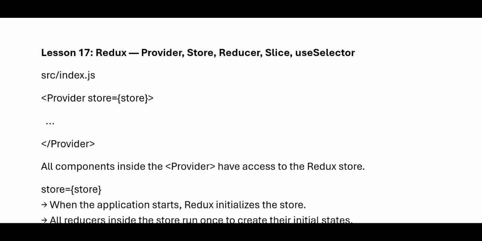Index.js. We have the React component Provider, with the prop store equal to the object store, and a closing tag of Provider. All components inside the Provider have access to the Redux store. Provider provides Redux, and everything inside the Provider has access to Redux, concretely the Redux store. The Redux store is the most important part of Redux.